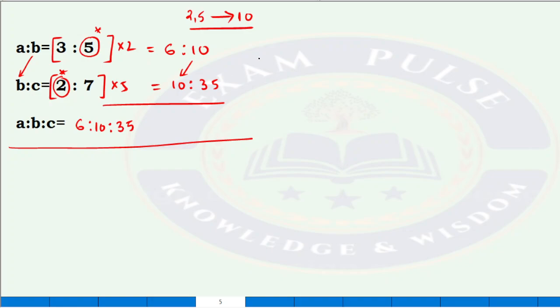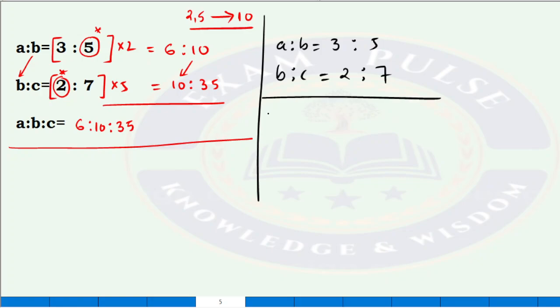Again, the same question I'll be solving in a different way. What is A is to B? 3:5. What is B is to C? 2:7. Now, what is A is to B is to C? So this will be my answer. Now, just remember, this will be the shortcut method.